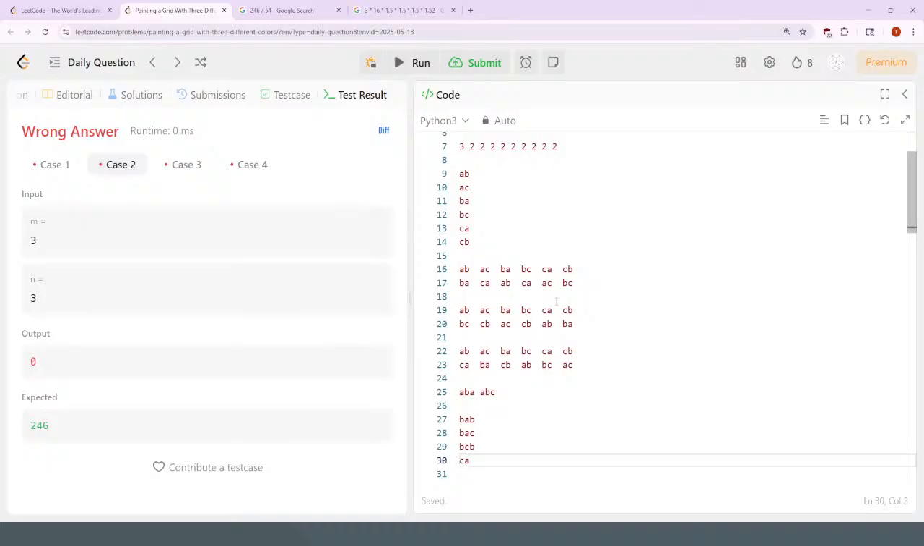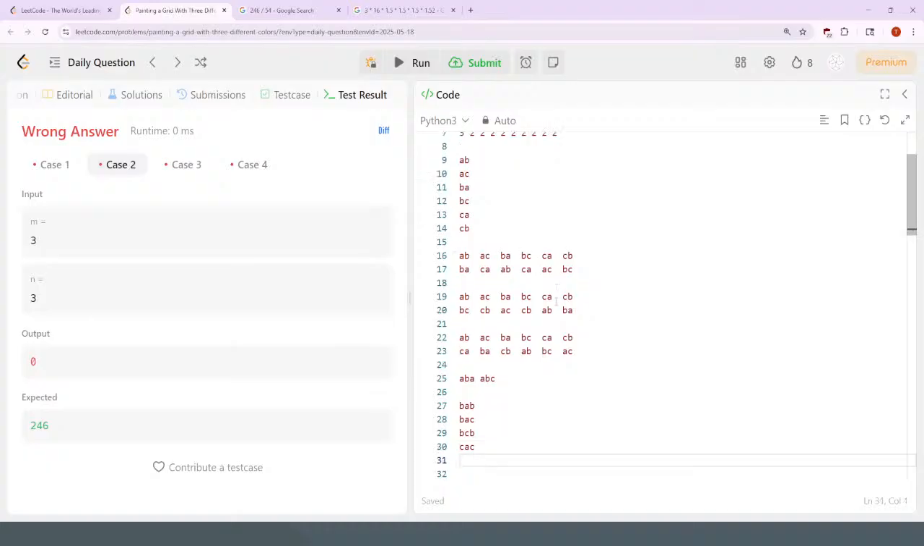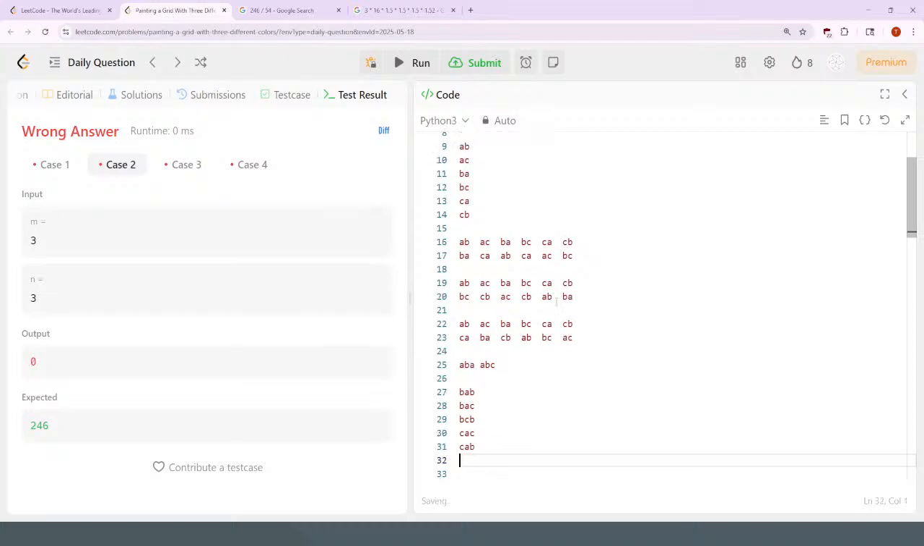CAC, CAB, and there has to be more. I'm missing something. BAB, CCA, CAC, CCA, CAB, CAC.